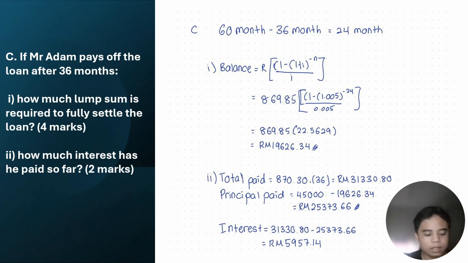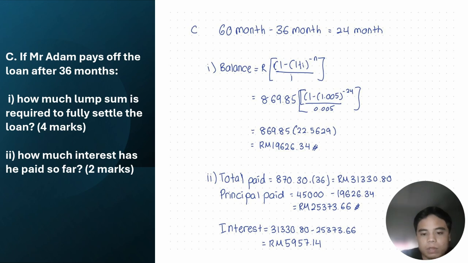Now, the information for case study 2 is changing: Mr. Adam pays off the loan after 36 months. For the 4 marks question, how much lump sum is required to fully settle the loan? First, 60 months must be minus 36 months, and we get 24 months. Continue with the question. Balance.